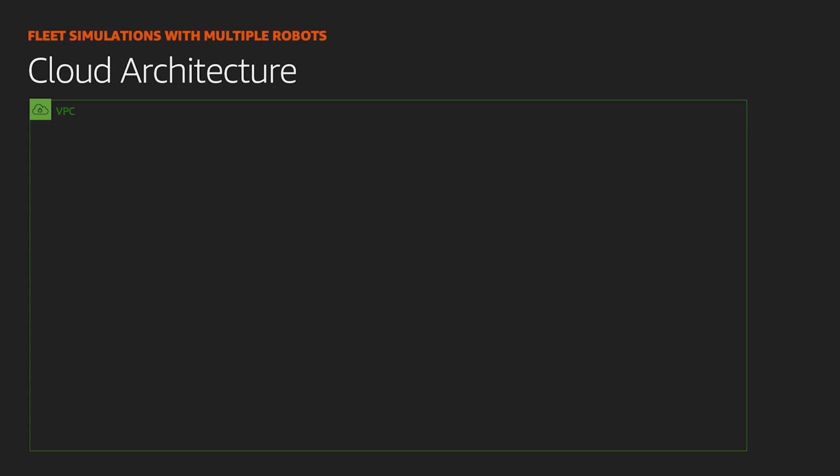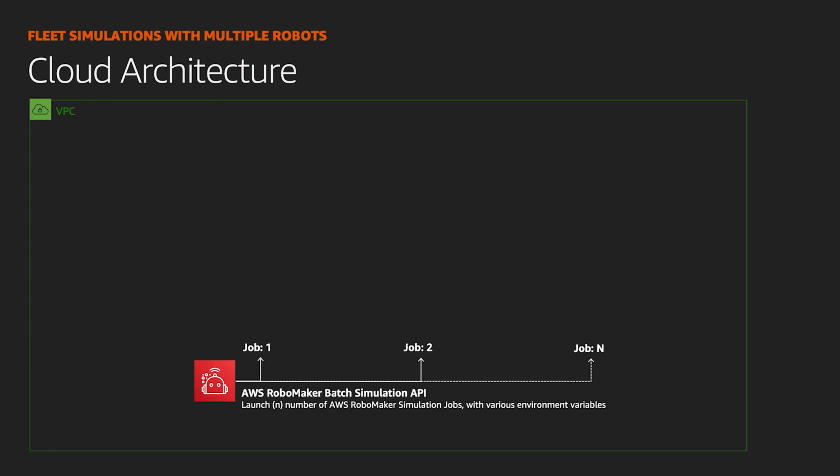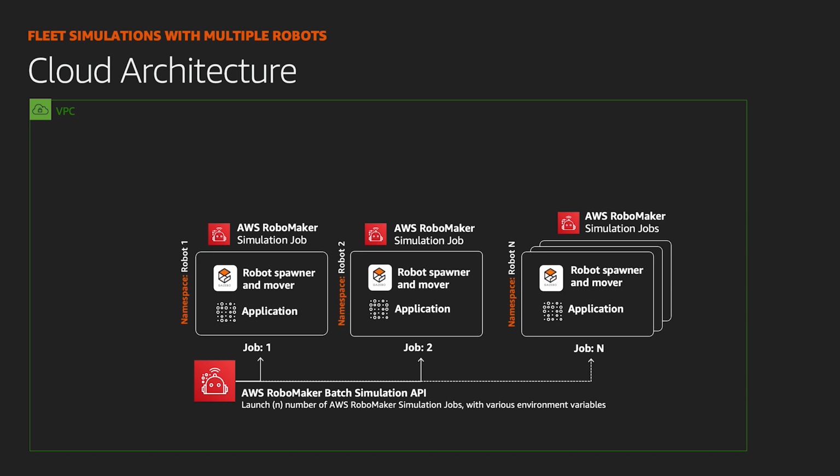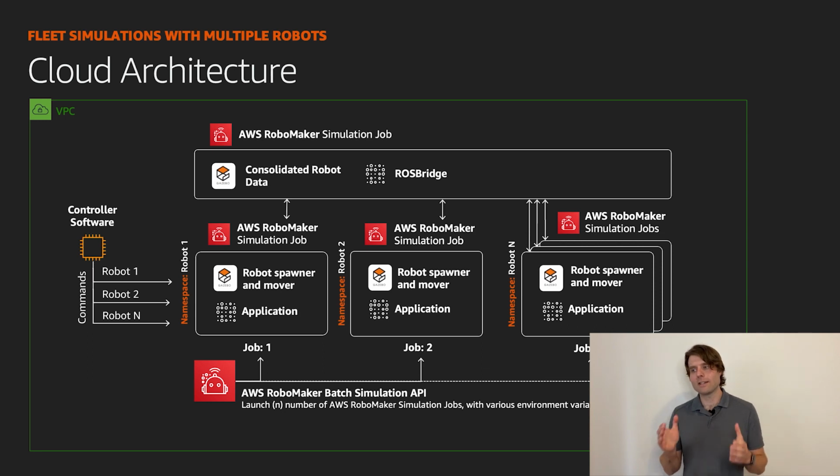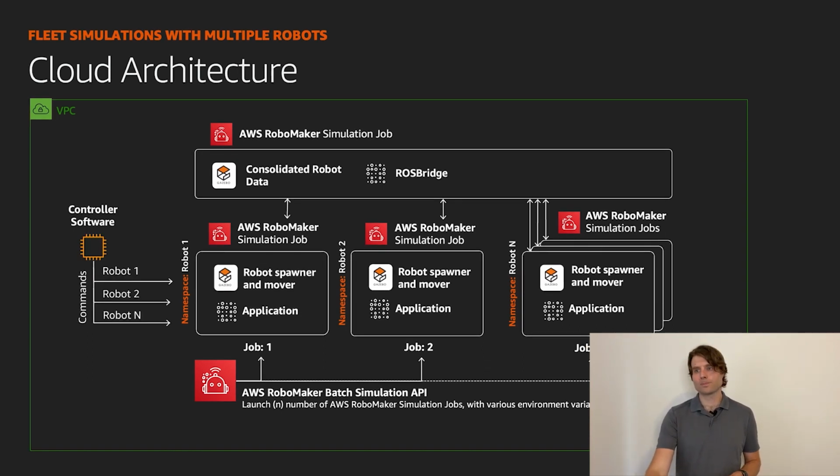In this example architecture, the consolidated fleet simulation is running a ROS server. So we'll start off with a batch simulation API call that will start our simulation jobs. Each one of our robots is going to have their own namespace so they can identify one another within the fleet simulation. Finally, we're going to use this centralized ROS server to consolidate that robot data and provide our fleet level simulation. Any external controller software that's running in EC2 or on a container within Fargate or ECS, which are container services, can then easily connect to your simulation jobs.